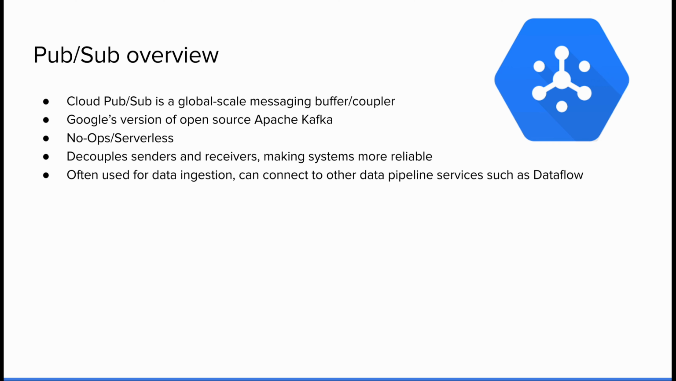And in terms of how it's used, PubSub is often used for data ingestion. It is often that first touchpoint for your data when it arrives in your GCP environment. It easily connects to other services such as Dataflow. Delivery of each message is also guaranteed at least once.